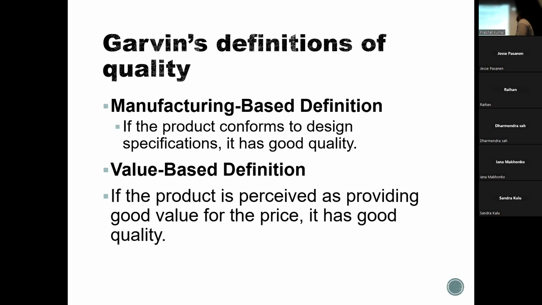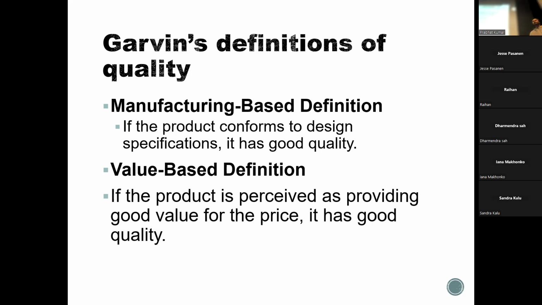Similarly, if I go to the manufacturing-based definition, the quality definition changes in that perspective. If the product conforms to design specification, it has good quality, right? For example, if you are developing a particular software and it follows the whole SRS, then we can say it has very high quality. Similarly, we also have one more definition, the value-based definition, which tells you if the product is perceived as providing good value for the price, it has good quality.